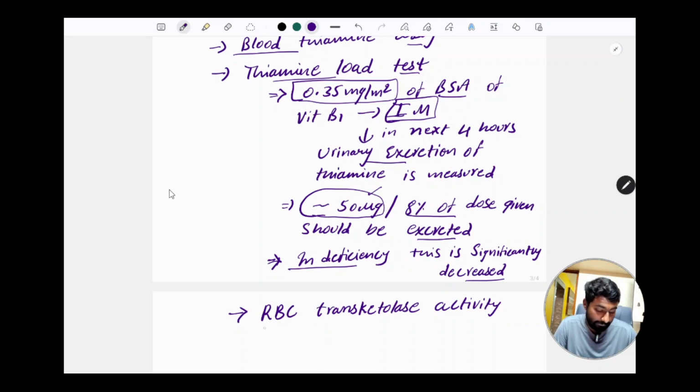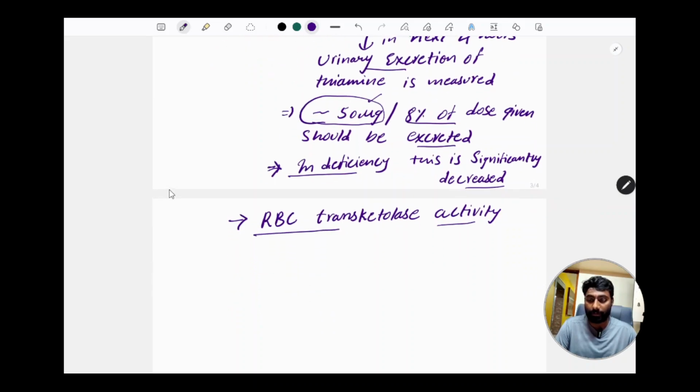And finally, we will see the RBC transketolase activity. How will we see it? We will see the transketolase activity before and after giving thiamine pyrophosphate. If the activity of transketolase increases by more than 25%, that means there is a deficiency of thiamine.